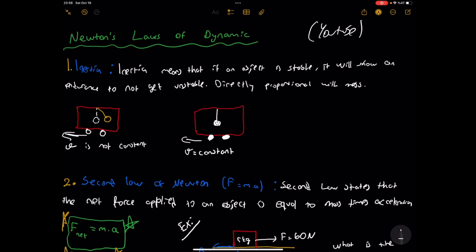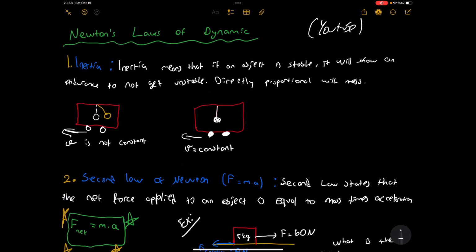Firstly, the foundation of dynamics is Newton's laws, which we actually use in our daily life. If not the most crucial, they are among the most crucial laws in our daily life. There are three main laws of Newton in dynamics, and the first Newton's law is inertia. Inertia means that if an object is stable, it will show an endurance to not become unstable, and that is directly proportional to mass. So we can see that.